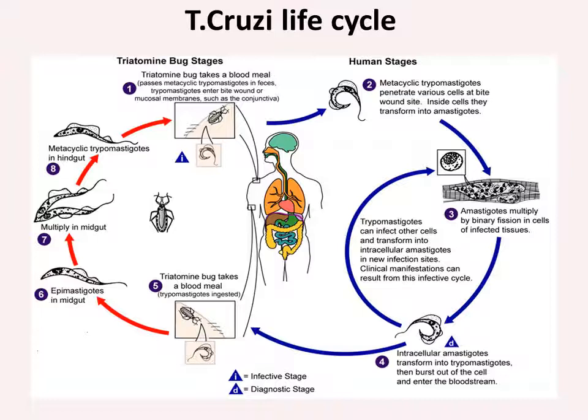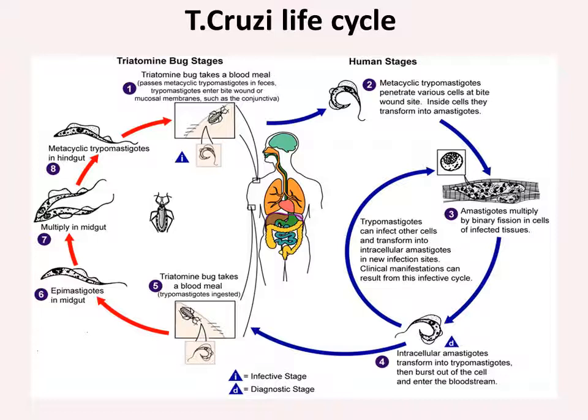Additional routes of Trypanosoma cruzi transmission include blood transfusion, sexual intercourse, transplacental transmission, and entry through the mucous membrane when the bug bite occurs near the eye or mouth.